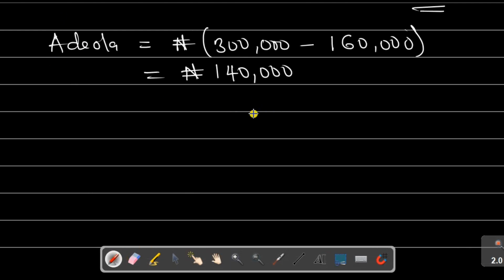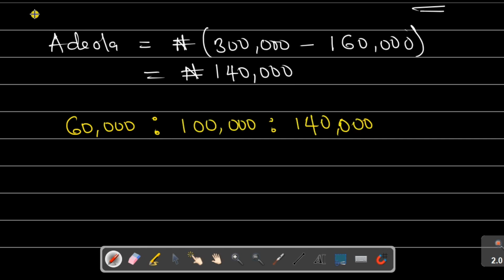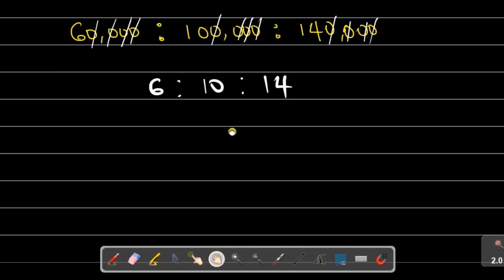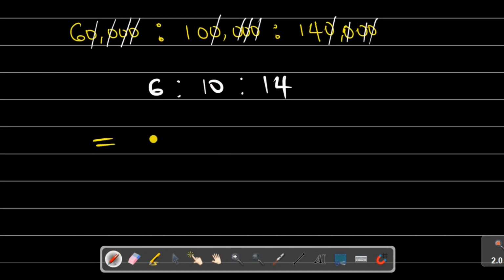Now that we have all the 3 shares, getting the ratio in which they shared is very simple. Just write the ratio of the amounts they all got, 60,000 is to 100,000 is to 140,000, and then reduce the values to the lowest terms. The 4 zeros will cancel out, and we have 6:10:14. Finally, by reducing to the lowest terms, 2 can divide through to give us 3:5:7 as the solution to that problem.